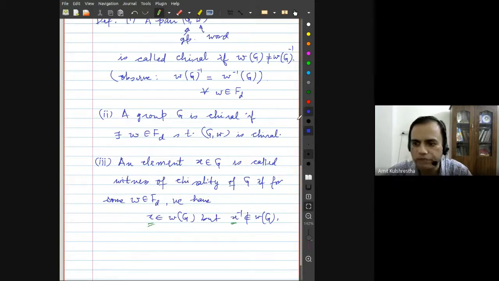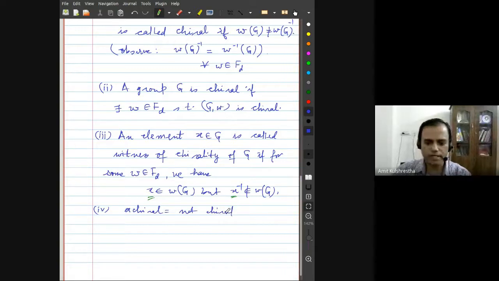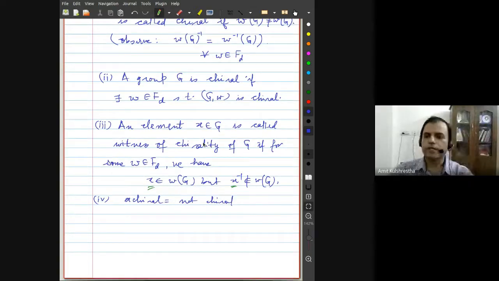So what you have to do in order to establish that a group is achiral, meaning it's not chiral, you just ensure that there is no witness. Right? You just ensure that there is no witness, and that will ensure that the group is achiral. So that could be maybe the fourth definition. Not chiral.